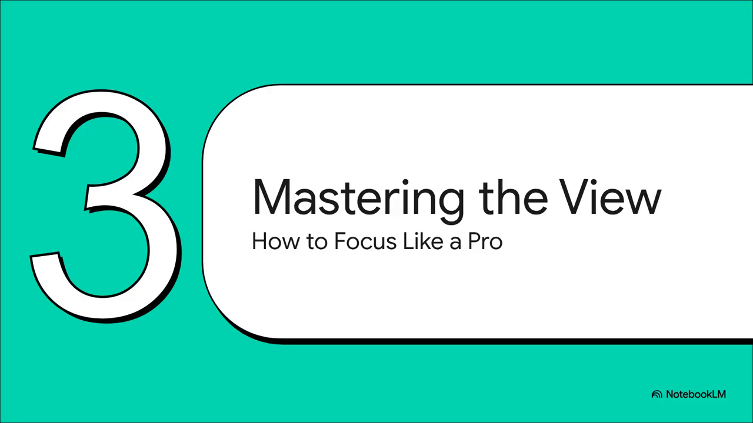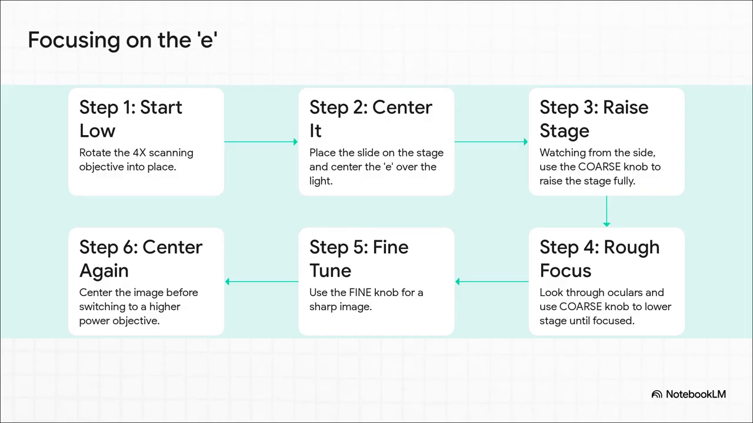Okay, we know the parts, we know the theory. Now it's time for the fun part, the hands-on skills. This section is all about the how-tos, the exact steps you need to follow to get that perfectly crisp, focused image every single time. So this 6-step process is everything. #1, you always start with the lowest power. That's the 4x objective. 2, center your specimen right over the little circle of light. 3, and this is super important, watch from the side of the microscope as you use the big, coarse knob to raise the stage all the way up till it stops.